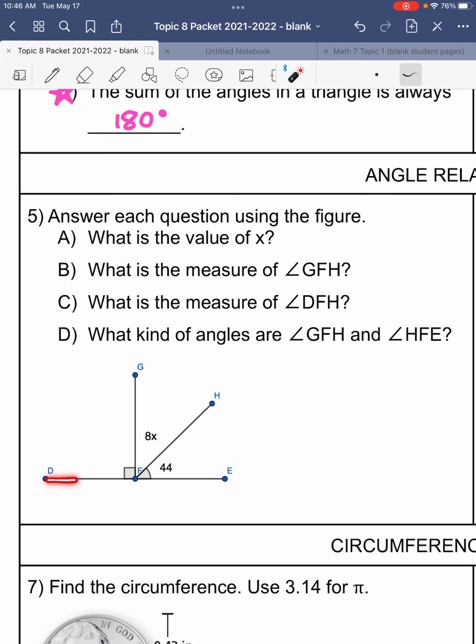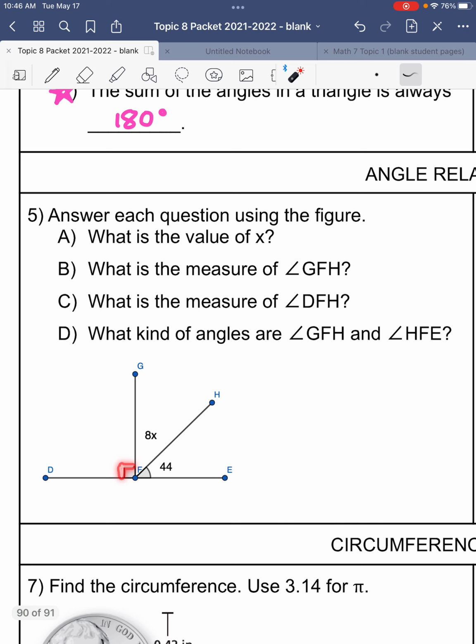Now, let's talk about this first angle here. What's important about that angle is this little square. It tells me the value of that angle. When I see that square, I know it's a right angle. So that angle is 90 degrees. Okay? So I know that one angle is 90 degrees, one angle is 8x, and one angle is 44 degrees. And we want to figure out what is the value of that x right there.